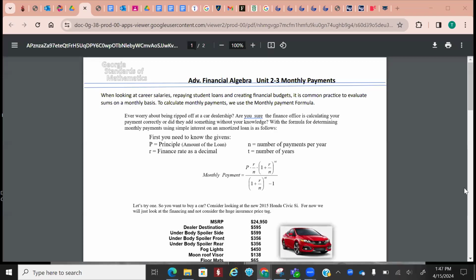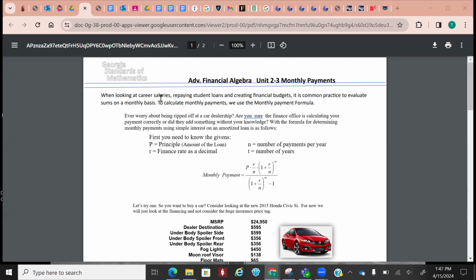All right, so this is going to be section 2.3. It's talking about monthly payments. When looking at career salaries or paying student loans and creating financial budgets, it's common practice to evaluate sums on a monthly basis. To calculate monthly payments, we use the monthly payment formula.